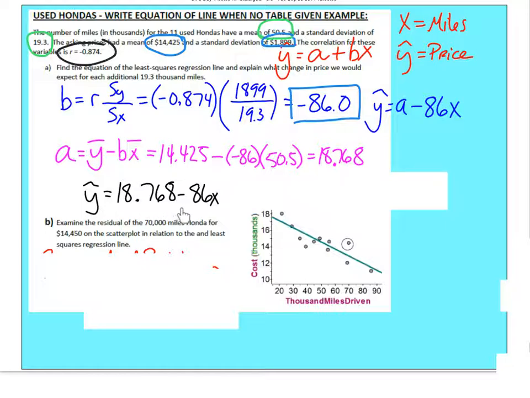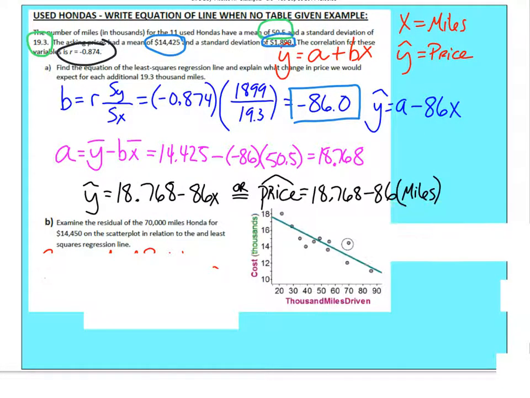So this is the equation if we use x and y. If you use y hat and x, you must define the variables. If you choose to use words, then you can write the equation with price hat equal to this formula with respect to miles. So this is the equation for the least squares regression line.